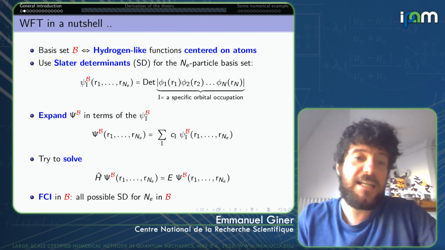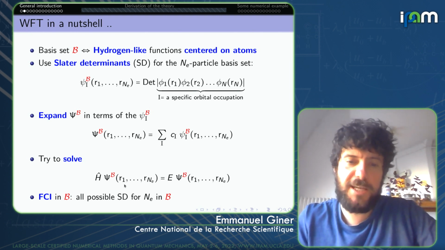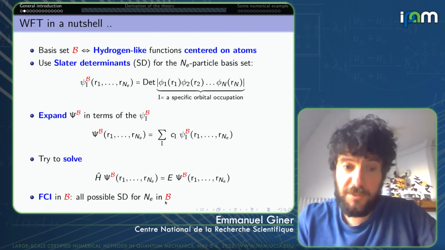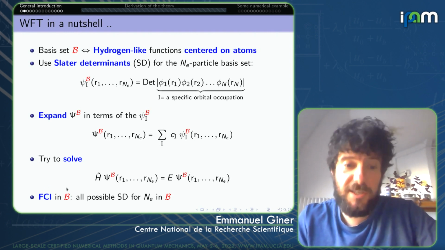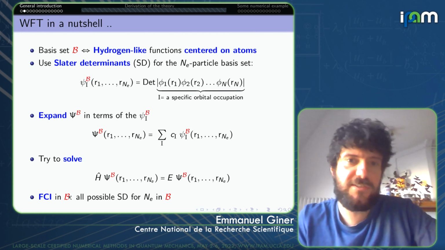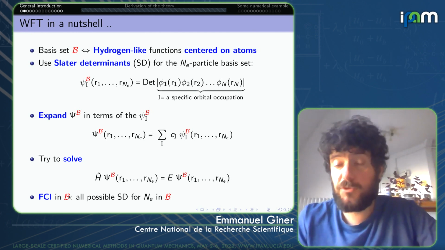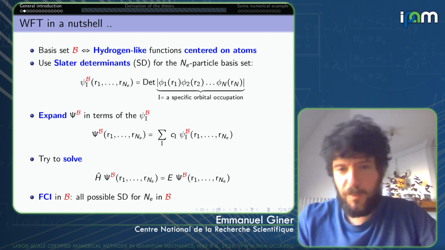And then with that ansatz for the wave function, you just try to solve the Schrödinger equation in your basis set. And if you take all the possible set of Slater determinants that you can generate with a certain number of electrons and a certain number of one particle basis functions, you obtain what is called the full configuration interaction in the basis set, so the full CI in the basis set, which is the exact solution to the Schrödinger equation within a basis.